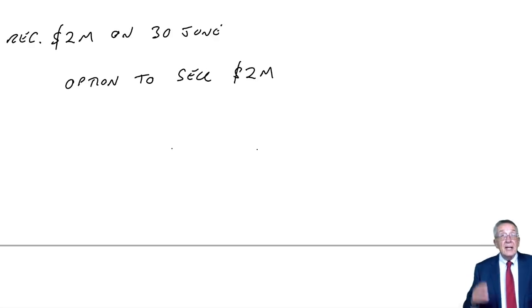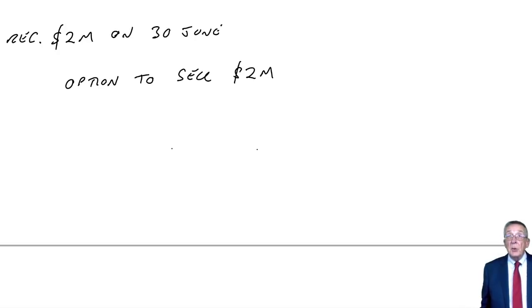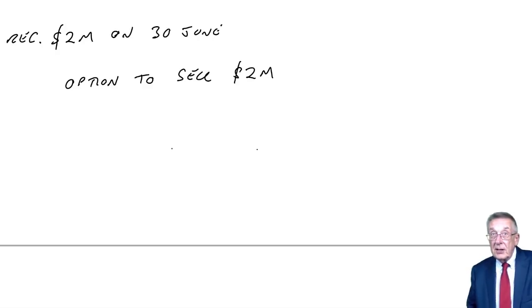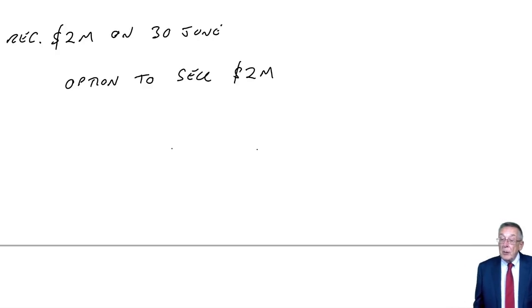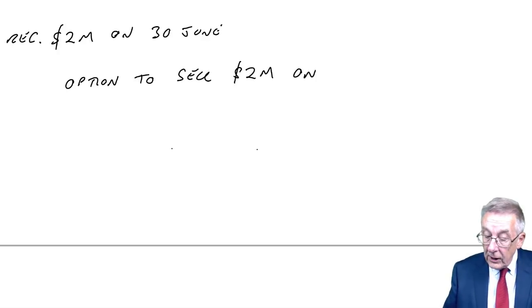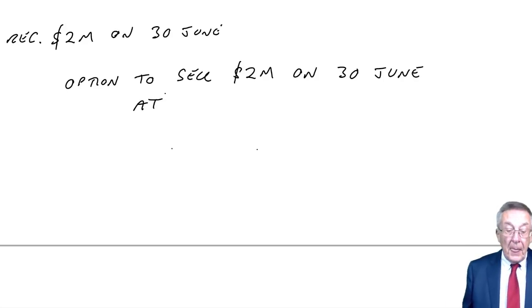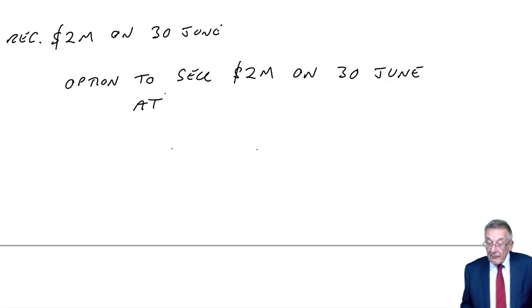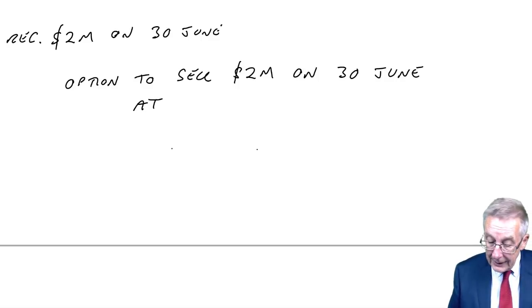Remember, I've kept repeating this, we're always in the UK in my questions unless told otherwise. So we're in the UK, we're receiving dollars, and so when we convert to pounds, we need to sell dollars to buy the pounds. So we want the right, the option, to sell 2 million on 30th of June at, and I've decided, you know, it may move against us, but I'm quite prepared to accept it moving to 1.52.